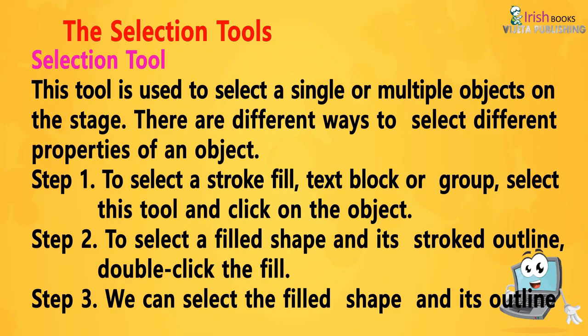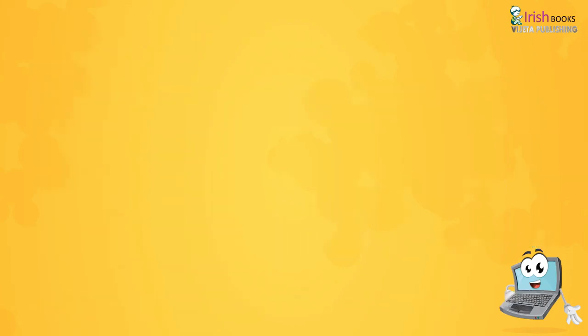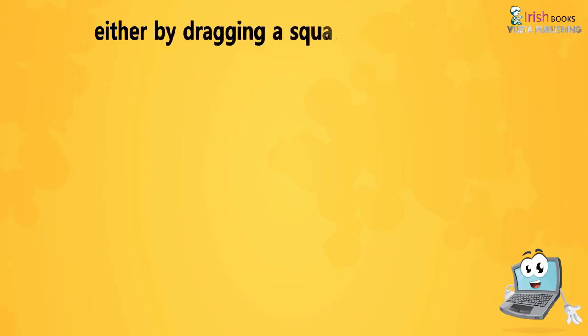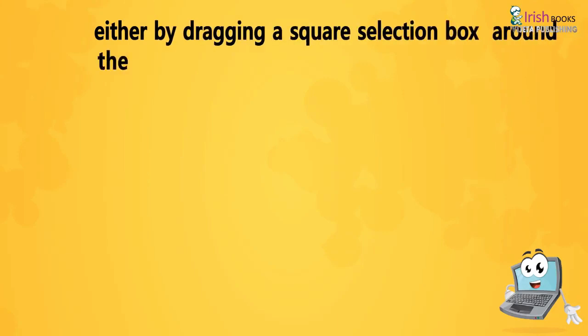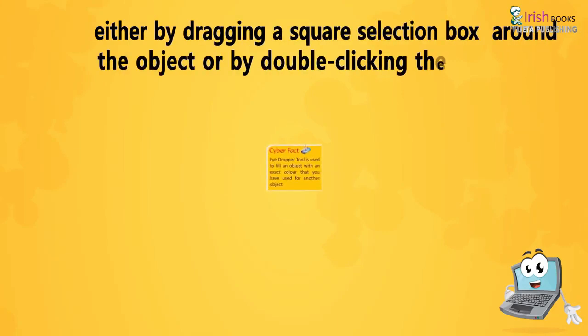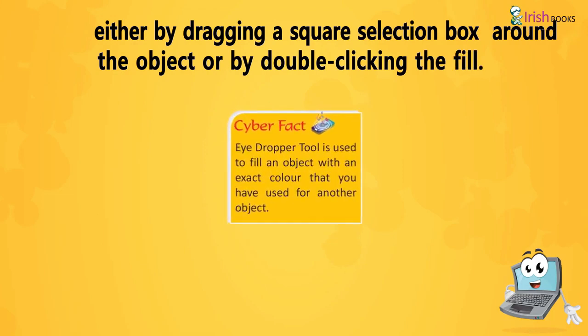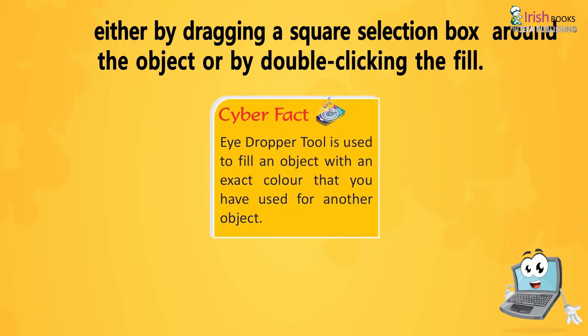Step 3. We can select the filled shape and its outline either by dragging a square selection box around the object or by double-clicking the fill. Cyber fact. Eyedropper tool is used to fill an object with an exact color that you have used for another object.